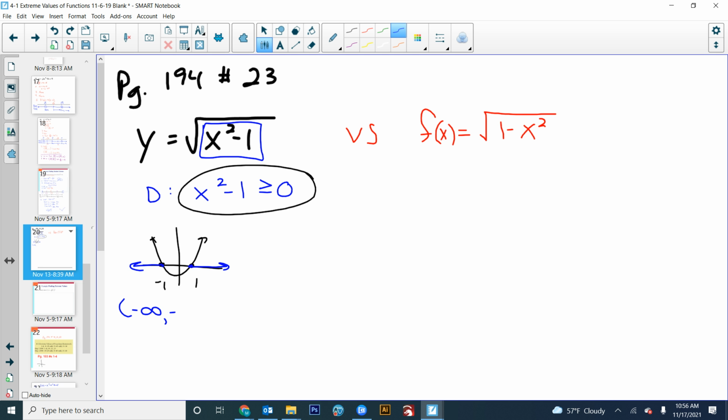Negative infinity to negative 1, inclusive, bracket, union, 1 to infinity. Whatever infinity you prefer.